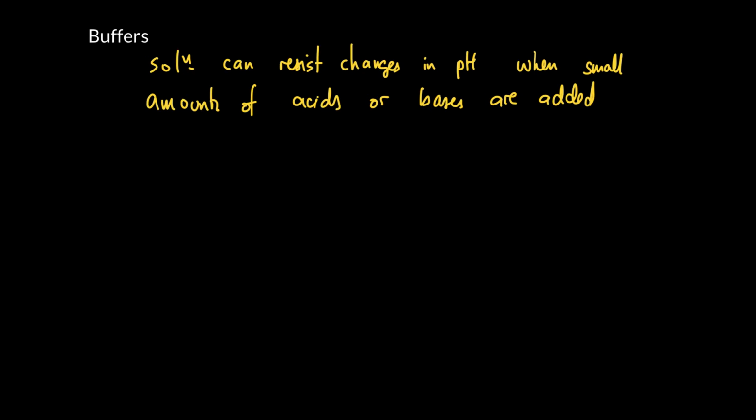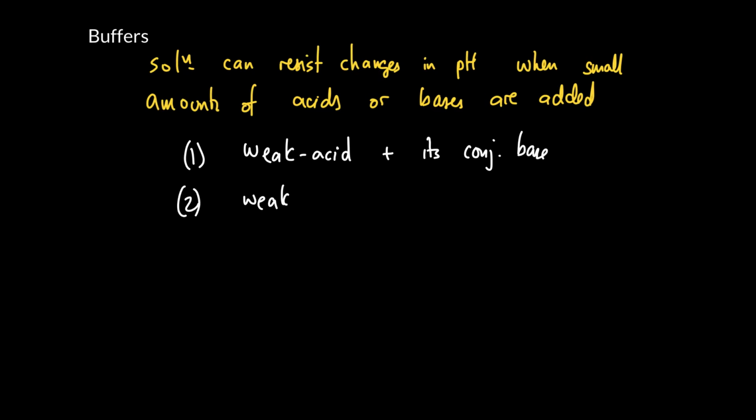It turns out there's always two components you need for a buffer. And the two ways you make a buffer are you need to start with a weak acid and its conjugate base, or you need to start with a weak base and its conjugate acid. In some way, you really just have a conjugate acid-base pair. It just has to be for a weak acid or a weak base.